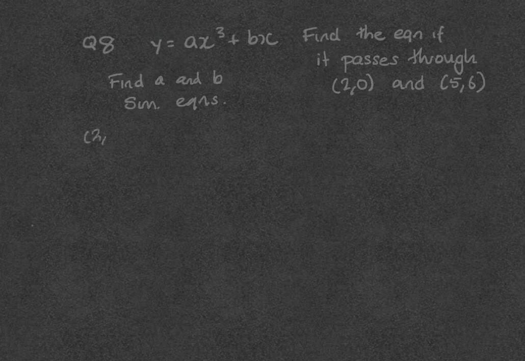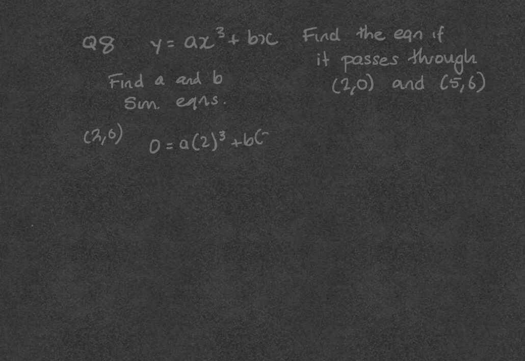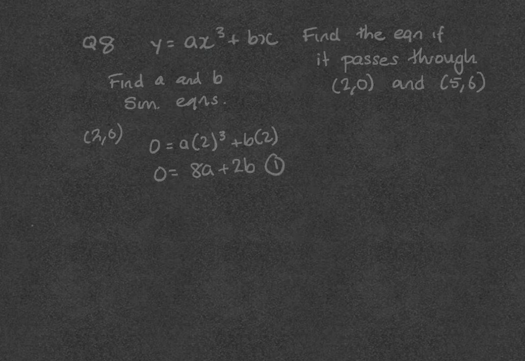So the first point, (2, 0), we're going to sub in y is 0 and x is 2. And then simplify that equation, so we get 0 equals 8a plus 2b. So that's our first equation we formed.